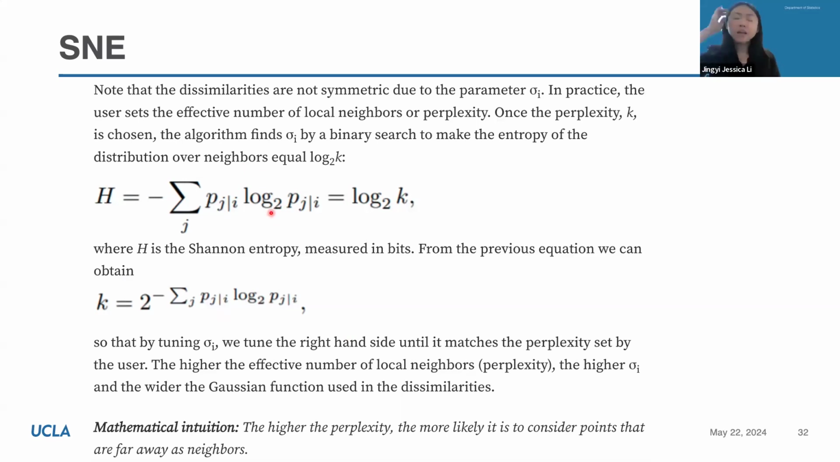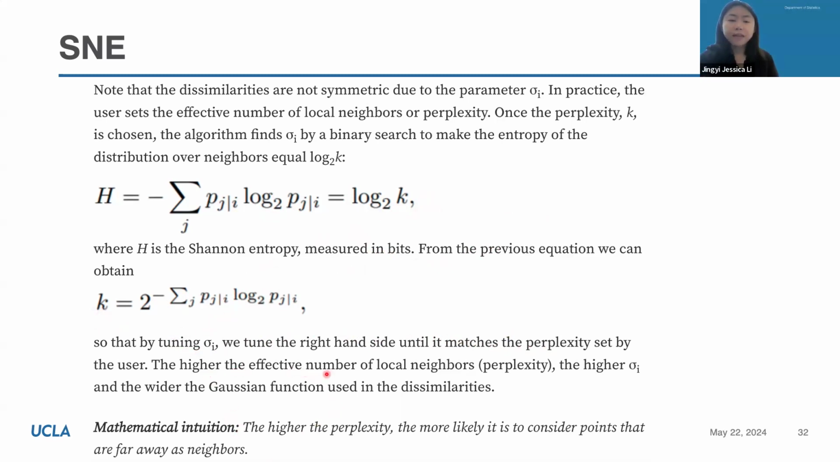Okay, and the concept here is from information theory. This is like a Shannon entropy formula measured in bits. From the previous equation, we obtain just the same thing, but we solve for k. K has this form. So by tuning sigma i, we tune the right-hand side until it matches the perplexity k set by the user. You set the k, and you find the corresponding sigma i.